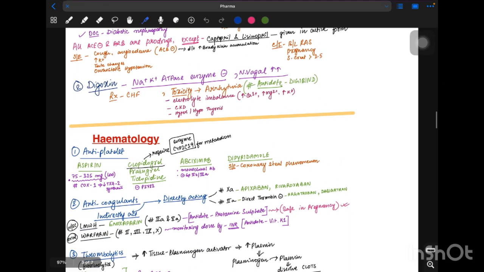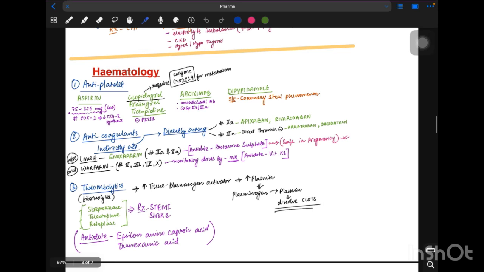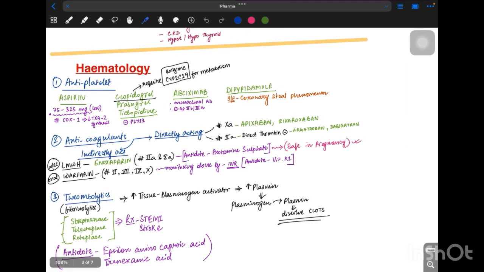Now, coming to our next topic, which is hematology. So hematology drugs, we can divide it into antiplatelet drugs, anticoagulant drugs, and thrombolytics. So antiplatelet, there are 4 important drugs: aspirin, clopidogrel, prasugrel, and dipyridamole. So first, coming to aspirin. Aspirin, we always have to give it in low dose. Low dose is preferred. The dose is 75 to 325 milligram. The mechanism of action is it blocks the COX-1 receptors, and therefore it decreases the thromboxane A2 synthesis.